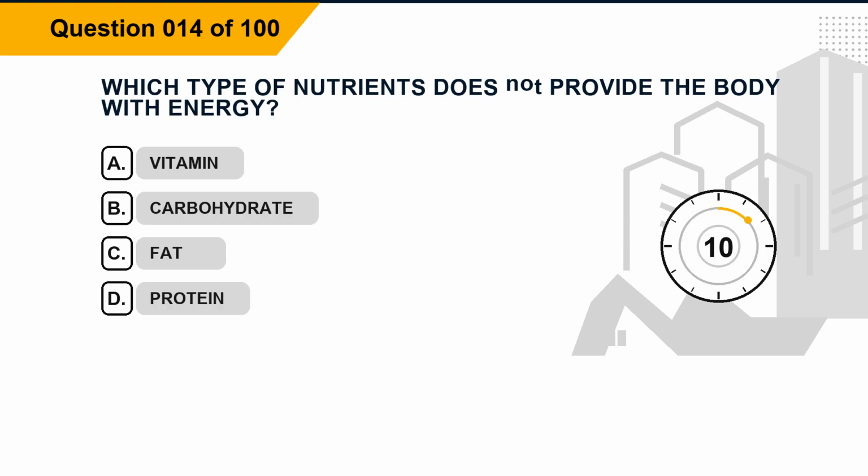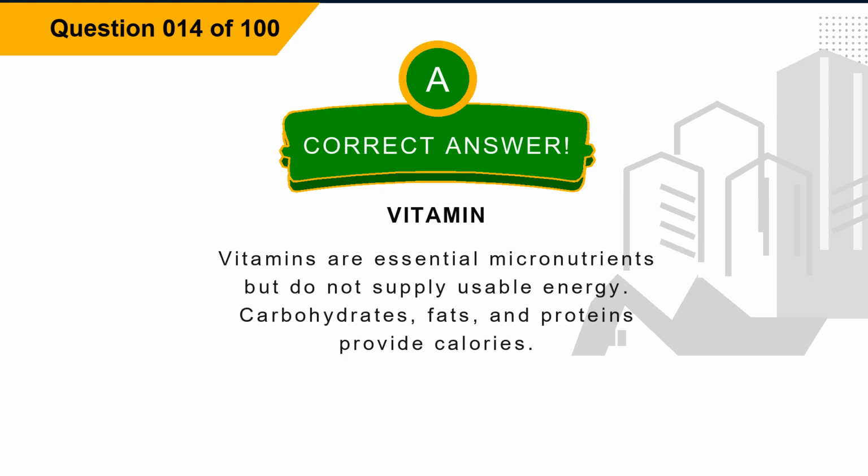Which type of nutrients does not provide the body with energy? Option A, vitamin. Option B, carbohydrate. Option C, fat. Option D, protein. The correct answer is option A, vitamin. Explanation: vitamins are essential micronutrients but do not supply usable energy. Carbohydrates, fats, and proteins provide calories.